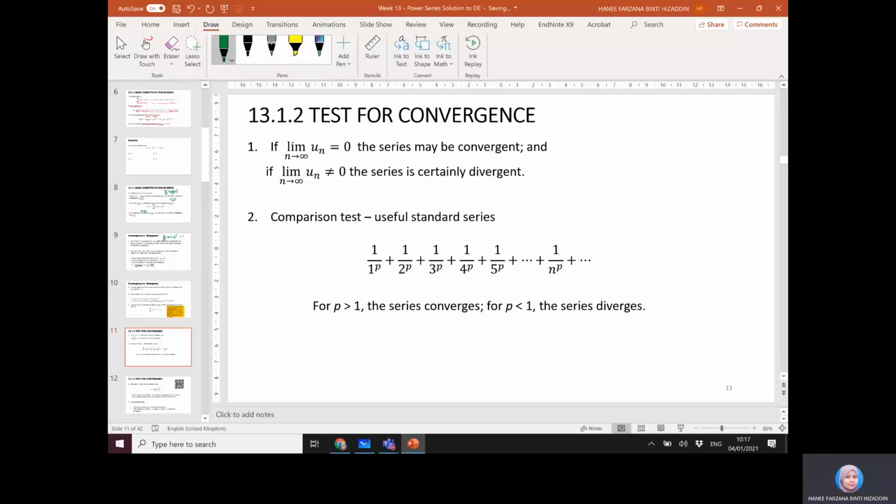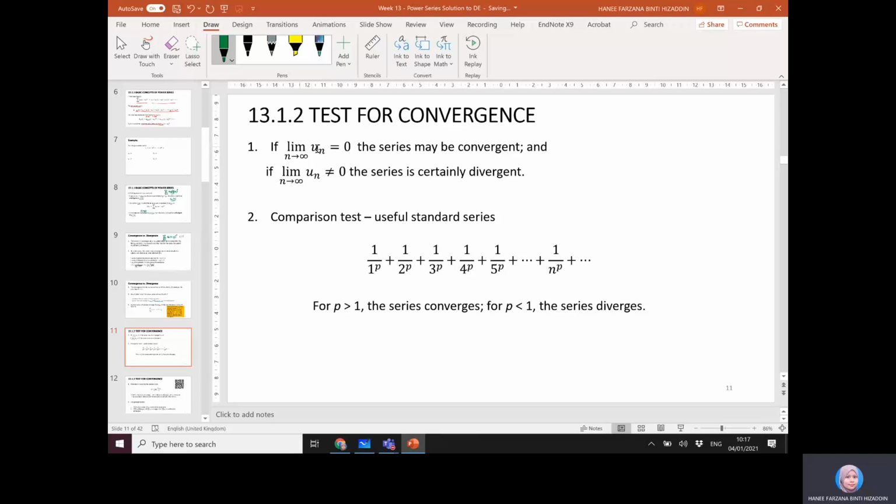So let's do a test for convergence for a power series. There are some methods to see whether the power series is convergent or divergent. The first test is to see the limit of the power series, where U sub n is the power series, as n approaches infinity.